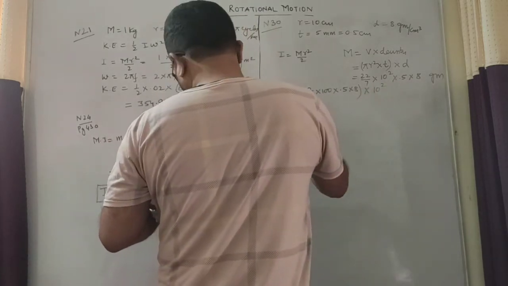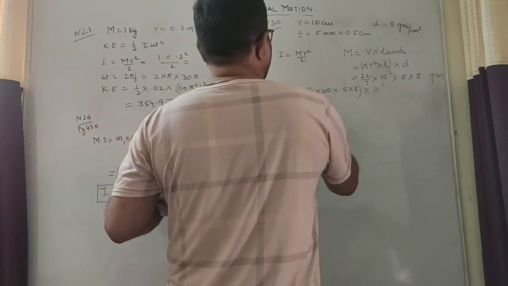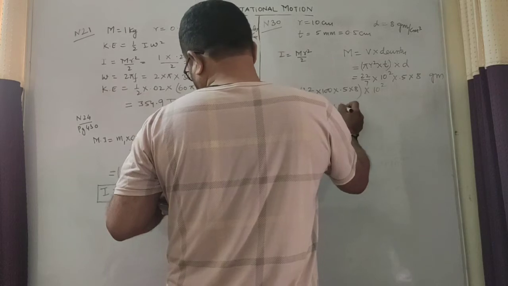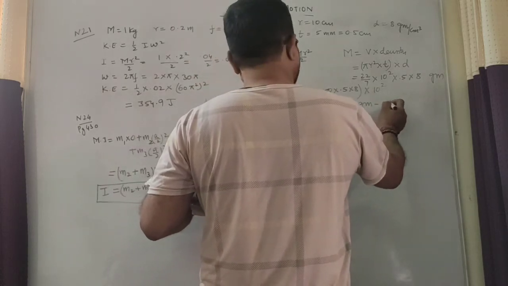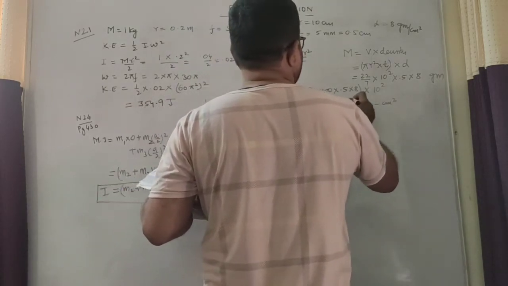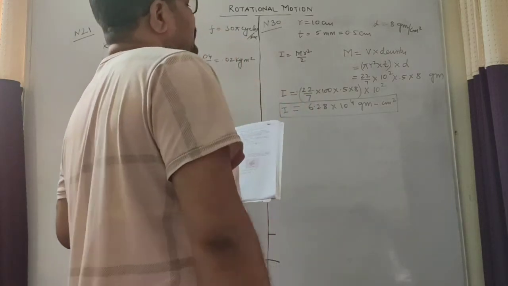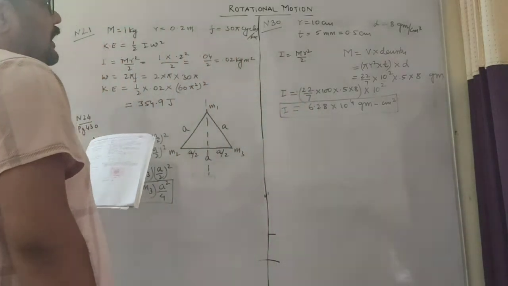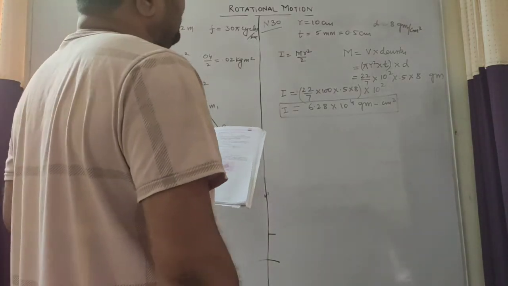On solving this, moment of inertia is calculated as 6.28 into 10 to the power 4 gram centimeter square. This is moment of inertia in the CGS system. You can convert that into kilogram meter square by converting gram into kilogram and centimeter into meter.